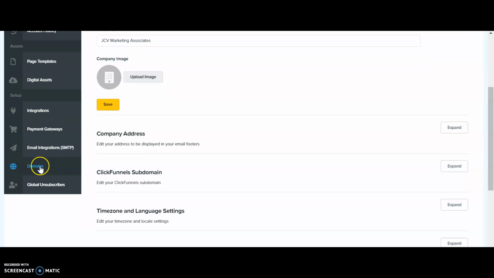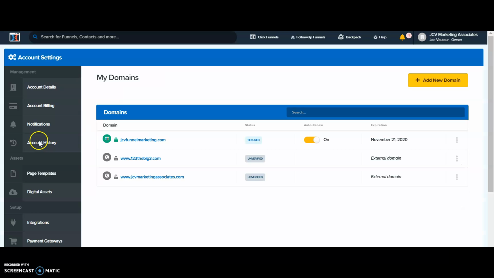If you go into the domain section of your funnel, or rather your account, you're going to see that you're using these two, and they're showing up as external, which means outside domains, not with ClickFunnels. So both of them are unverified and they're not secured. You do need to secure your domains and add that SSL so that both of them would work properly.